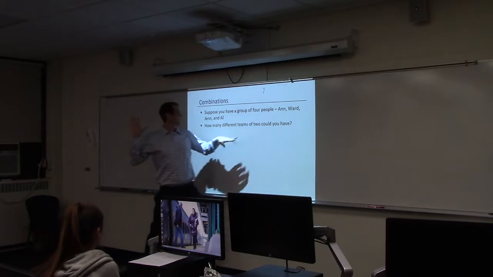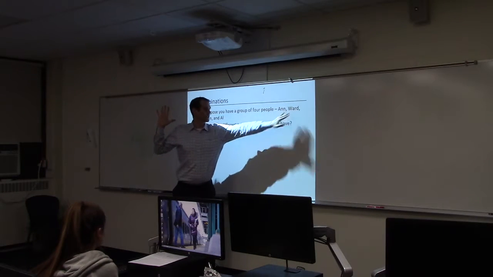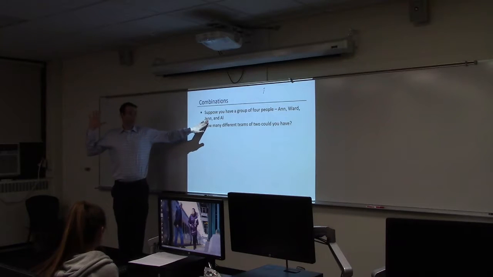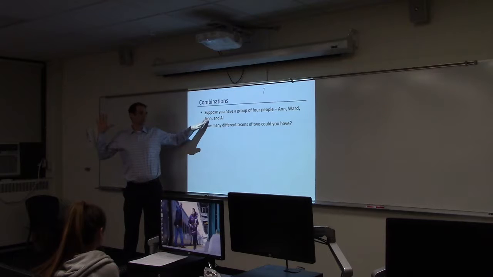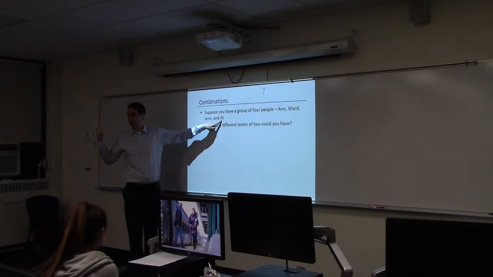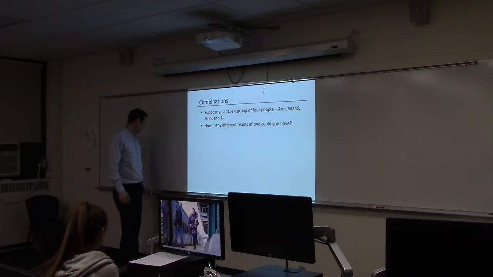That's 5. All right, so we've got all the teams with Ann, all the teams with Ward. Teams with Jen, we've already got Jen and Ward, Jen and Al, Jen and Ann. We need to add Jen and Al, that's 6. Do we have all the teams with Al? Yes. All right, so 6 is the answer.